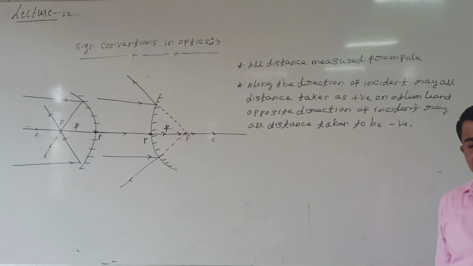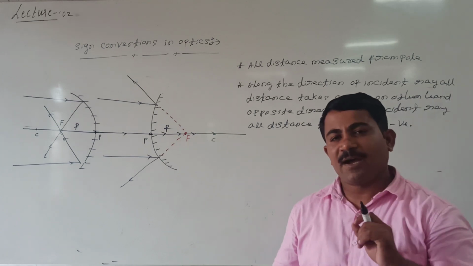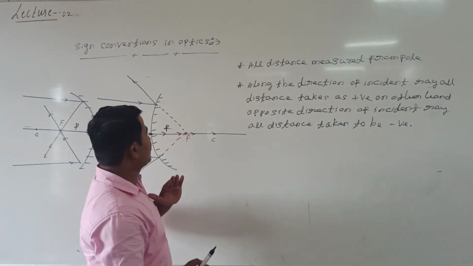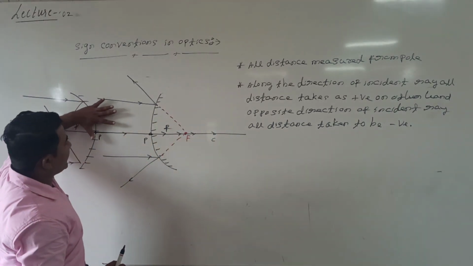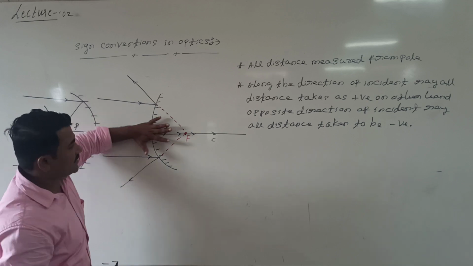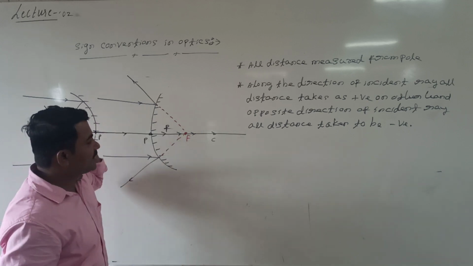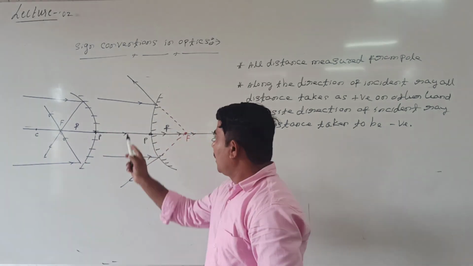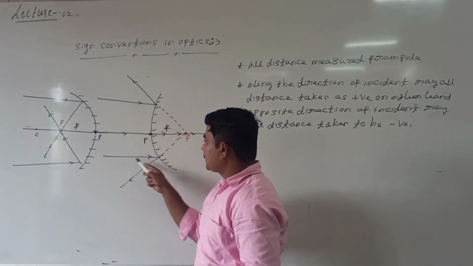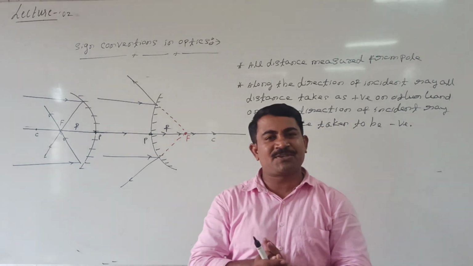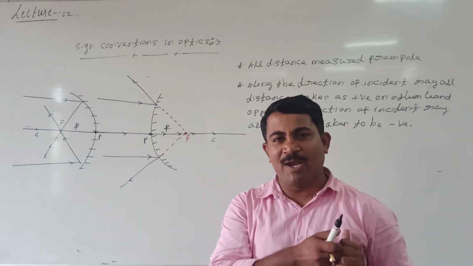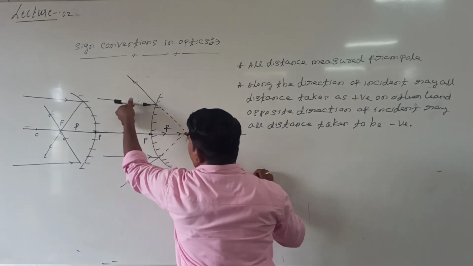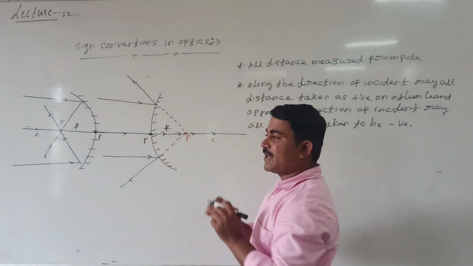Let us discuss this point. Along the direction of incident ray, all distances are taken to be positive. How is it? See here, a ray of light goes like this. This is the direction in which the ray of light is incident. What is the first sign convention? All distances must be measured from the pole. Along the direction of incident ray, all distances are taken to be positive.